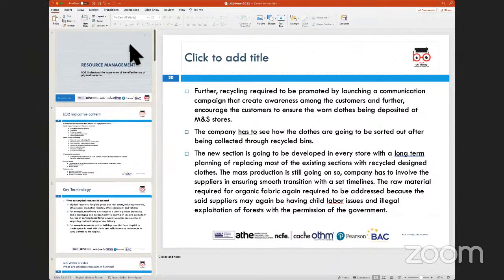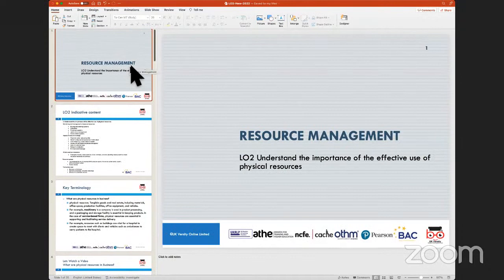So that brings us to the end of the discussion of Learning Outcome 2 today, which I hope you understood, and I hope the presentation and some of the examples that I've shared have been useful, and help you constructively and conclusively understand the importance of using physical resources effectively within any organization.